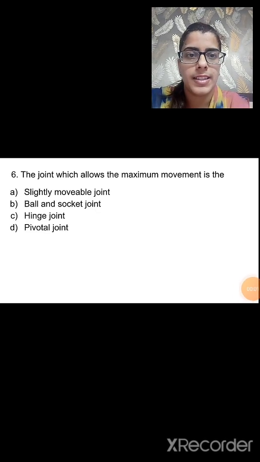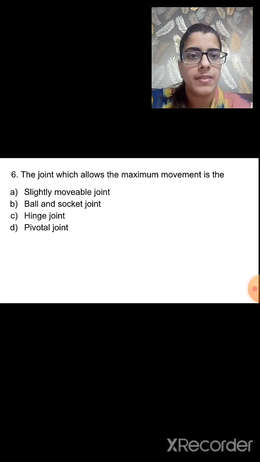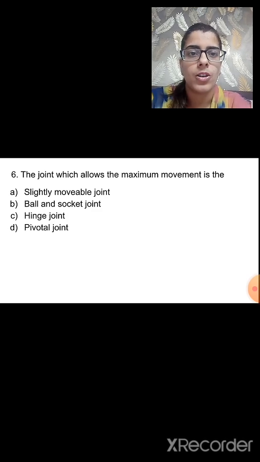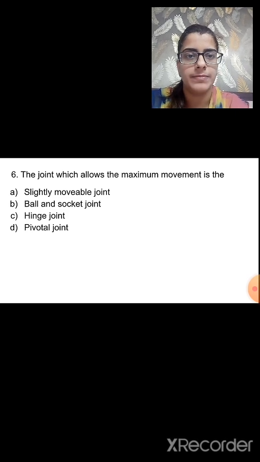Now let us solve the sixth question. The joint which allows the maximum movement is the, so you have to tell the joint which allows the maximum movement. Options are A. Slightly movable joint, B. Ball and socket joint, C. Hinge joint, and D. Pivotal joint. So, which of the joints allows the maximum movement in our body? The correct option is option B, that is ball and socket joint. So, ball and socket joint shows the maximum movement in our body.